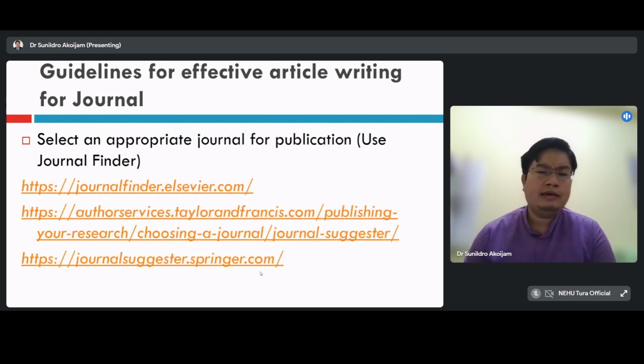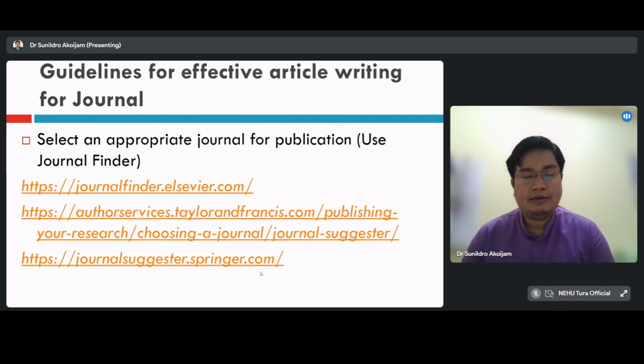And another very important question that I normally get from young researchers is how to select a journal. Okay, how to select a journal. I have a paper, I have done research, I'm ready with a paper, but how will I know which journal will be the most suitable for my paper?